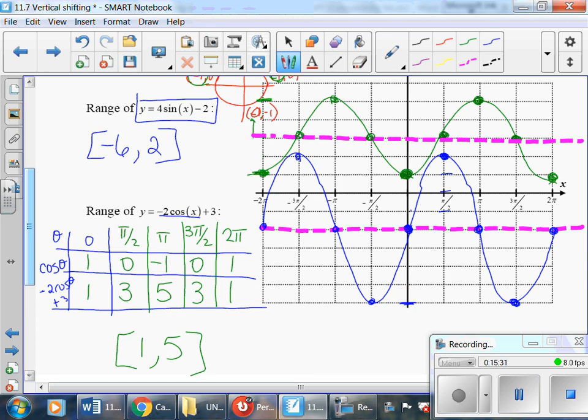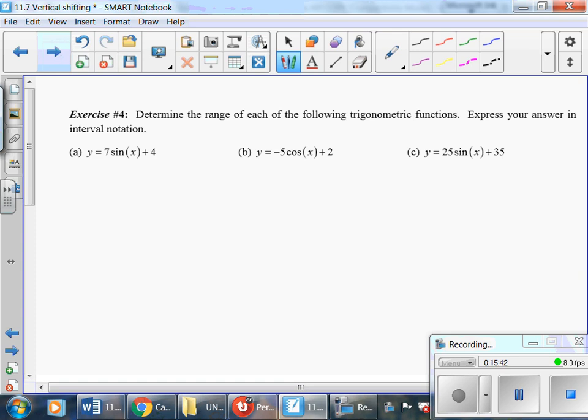We're going to move on to exercise 4, which says determine the range of each of the following trigonometric functions. Express your answer in interval notation.